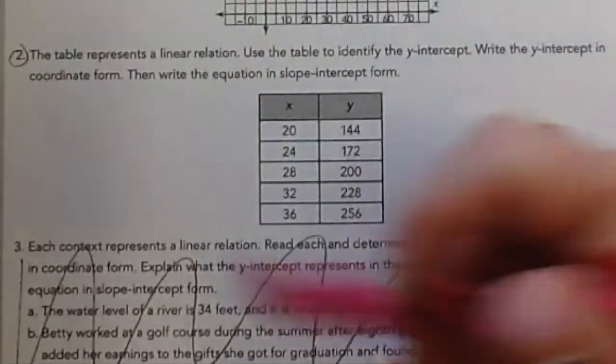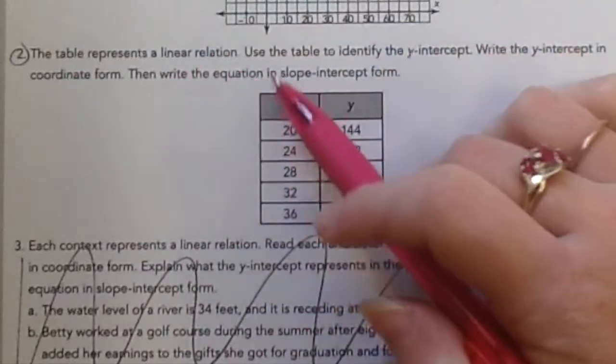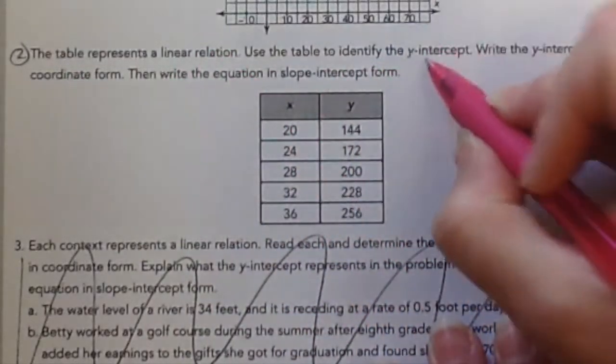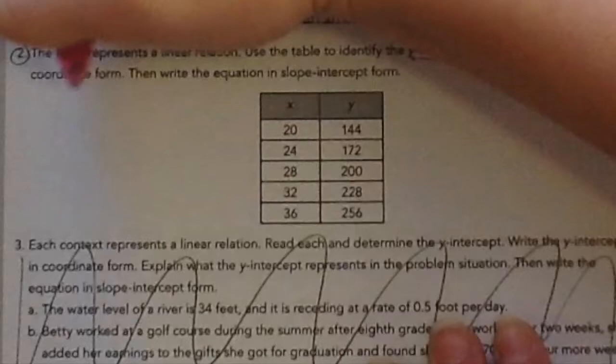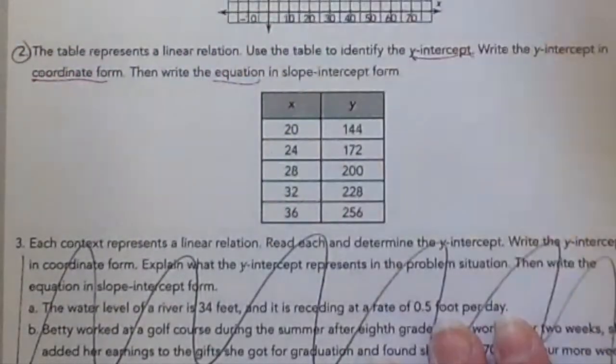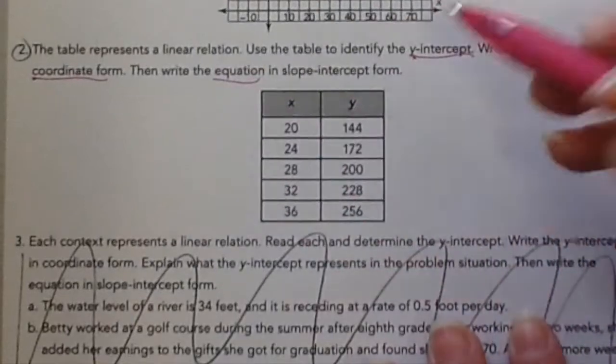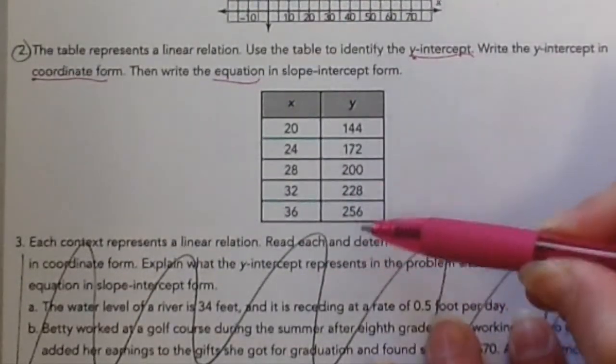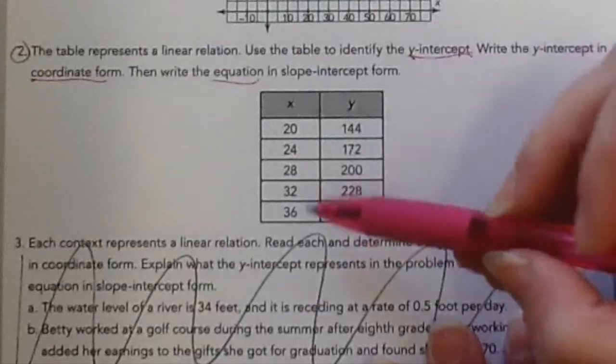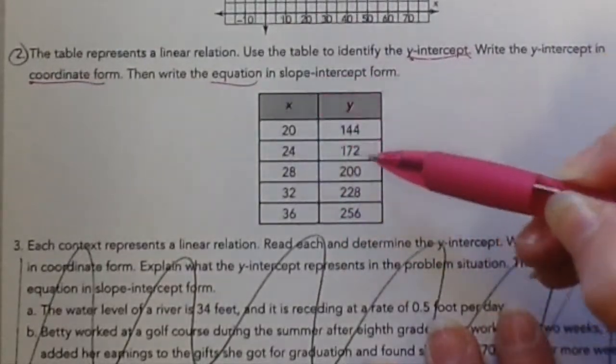For number 2, the table represents a linear relationship. Use the table to identify the y-intercept, write the y-intercept in coordinate form, then write an equation in slope-intercept form. So those 3 things again, but now just in table form. This one's a little bit trickier because we're going to have to work backwards, because they don't give us where x is 0, which is what we need.